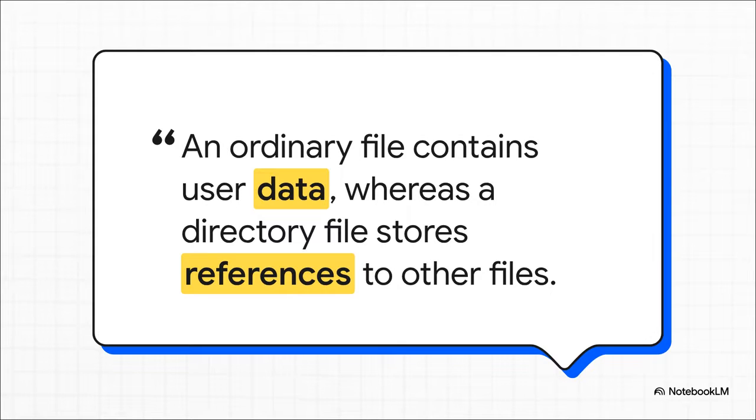You could say something like, well, an ordinary file holds the actual data, like text or code or an image. A directory file, on the other hand, doesn't hold data. It's just a special file that stores references to other files and directories. It's basically a container. Using that data versus references language, that's the home run. That's exactly what they're listening for.